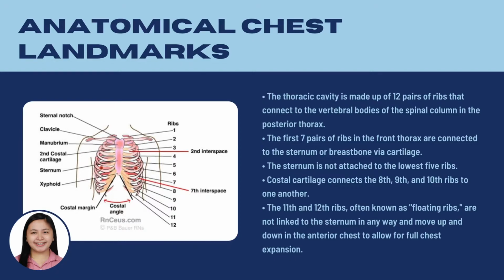The first 7 pairs of ribs in the front thorax are connected to the sternum or breastbone via cartilage. The sternum is not attached to the lowest 5 ribs. Costal cartilage connects the 8th, 9th, and 10th ribs to one another. The 11th and 12th ribs, often known as floating ribs, are not linked to the sternum in any way and move up and down in the anterior chest to allow for full chest expansion.